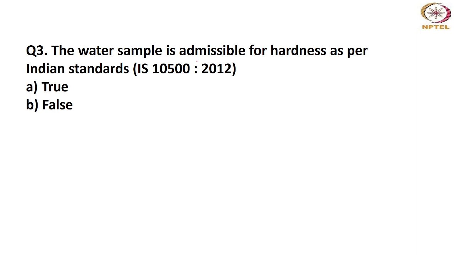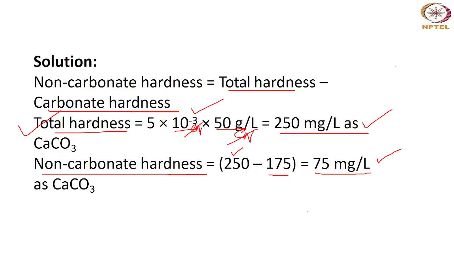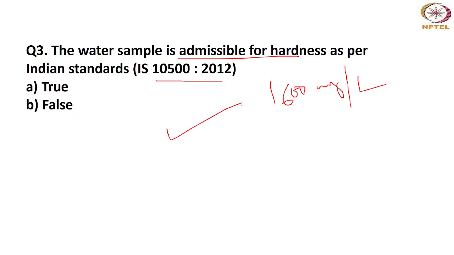Okay, the correct answer is true. That is A, because the permissible limit for hardness according to the IS 10500 code 2012 is 600 mg per liter, and here the total hardness is around 250 mg per liter. So this is permissible. True.